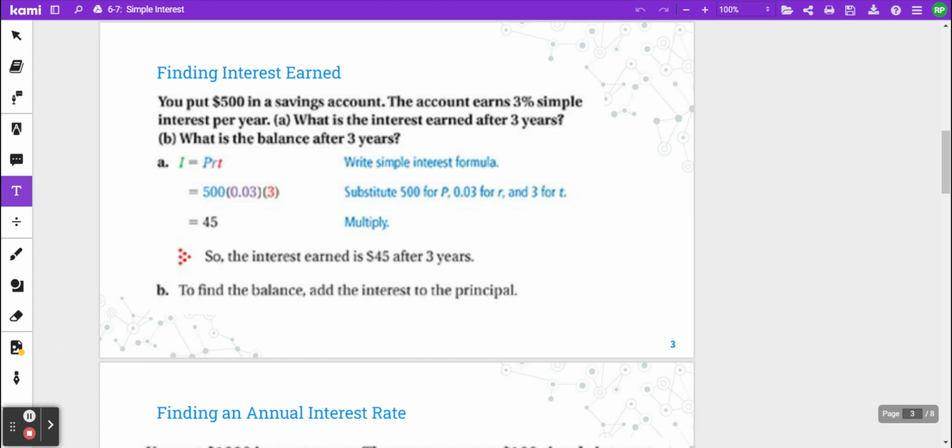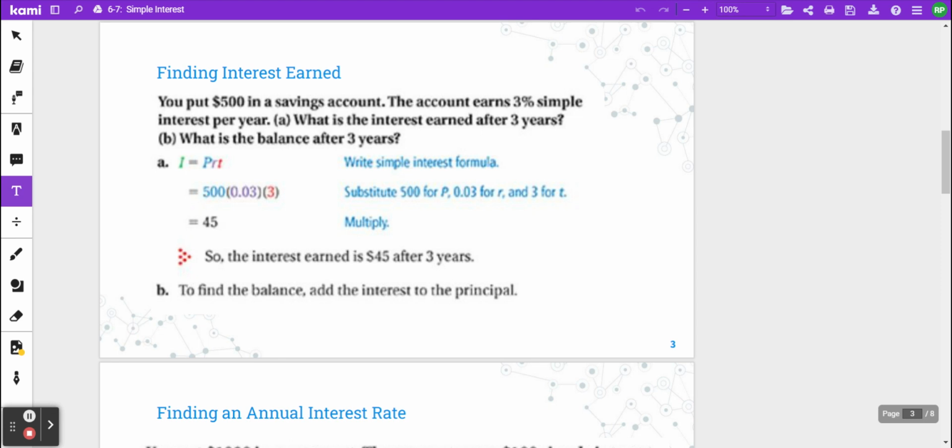So this one is pretty straightforward because we are using the equation I = PRT. And since we're solving for the amount of interest earned, we are going to substitute 500 for the principal, 0.03 because 3% is 3/100ths in decimal form. That'll replace the rate. And then the amount of time is 3 years. So now we just multiply these three factors and we come up with 45. So the interest earned is $45 after 3 years.